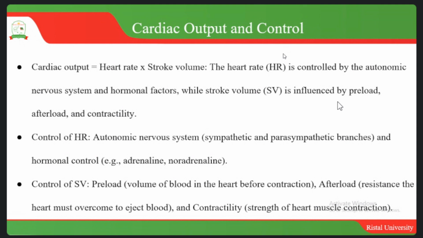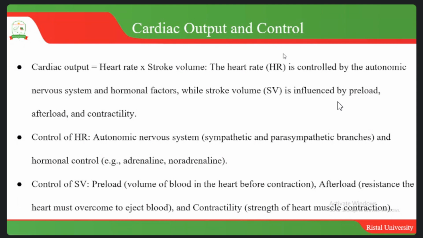So it is also the control of these sympathetic nerves, basically in relation to the preload, whereby the volume of the blood in the heart, that is the volume of the blood in the heart before contraction. And I actually mentioned what a preload is. Preload is basically the volume of the blood in the heart, but that is before the contraction. Then afterload is the resistance the heart must overcome to eject or to release blood. And the contractility is the strength of the heart muscle contraction, and that is the myocardium.